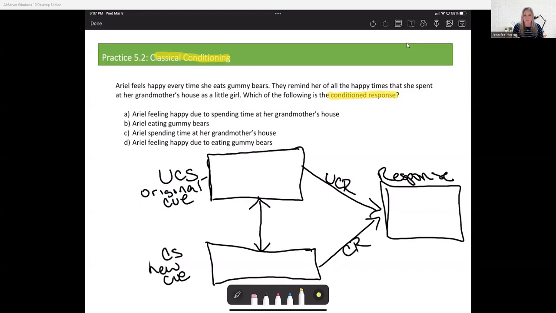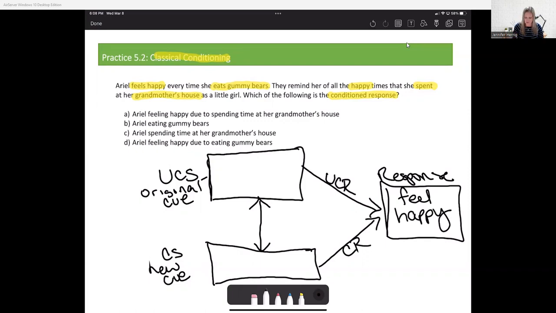All right, so remember the first thing we're looking for here is going to be the response. So we're looking for a reaction to more than one thing. We've got Ariel feeling happy. That's a reaction. She's feeling happy because she eats gummy bears. She's also feeling happy because she spends time at her grandmother's house as a little girl. So that when she's a little girl, that made her feel happy. So feeling happy can be the response.